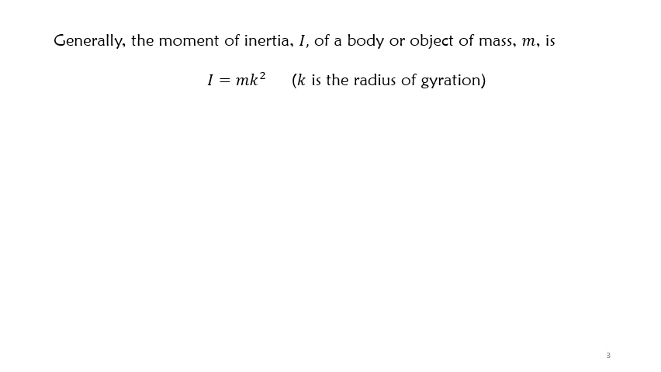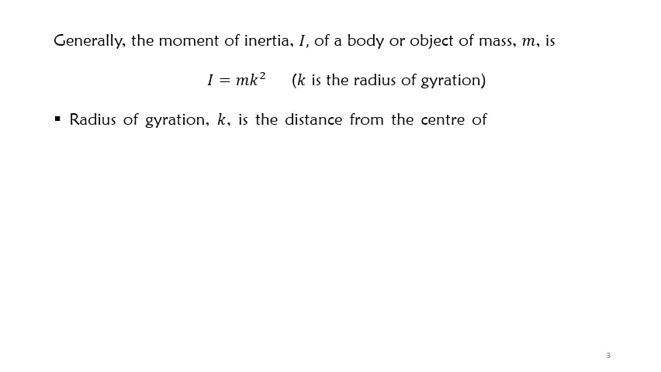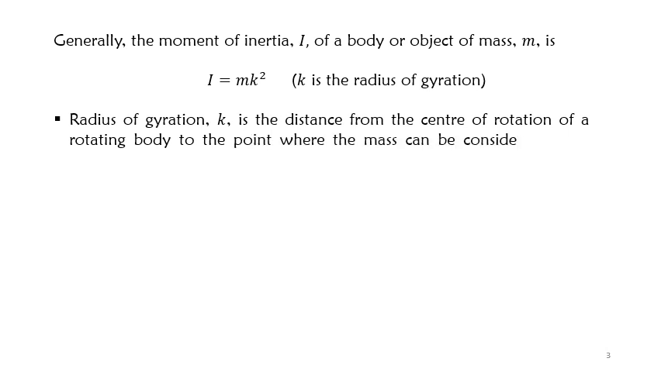We say it again, for emphasis. The radius of gyration is the distance from the center of rotation of the rotating body to the point where the mass can be considered to be concentrated. Do you get that? So, the axis of rotation and the point where the mass can be said to be concentrated. For example, look at this. If I have a disk, this is a disk. This is an example. Then I have this.